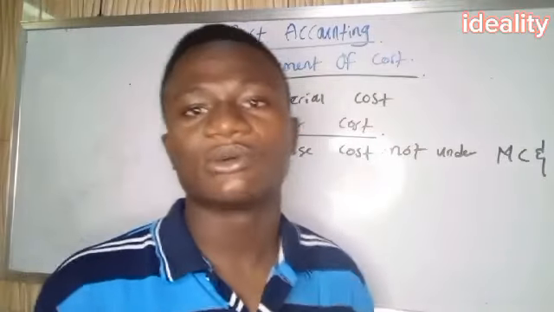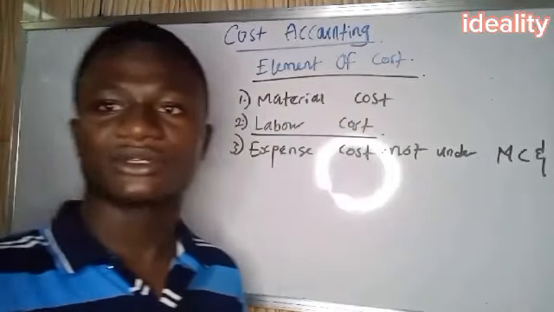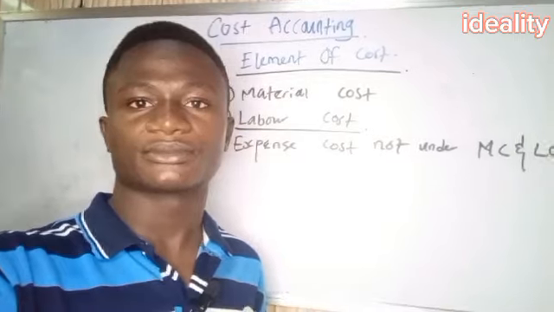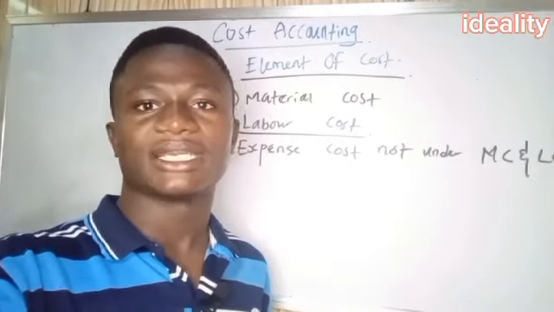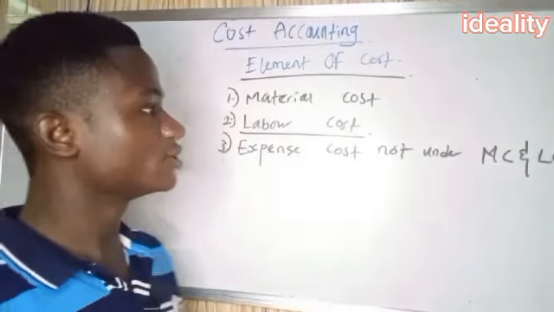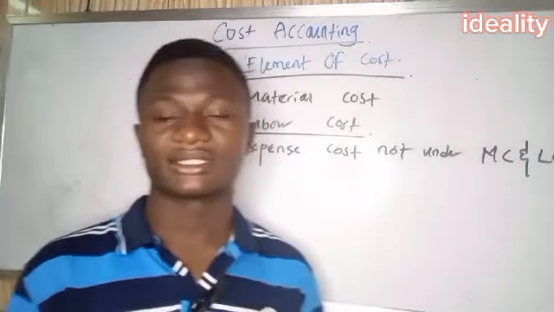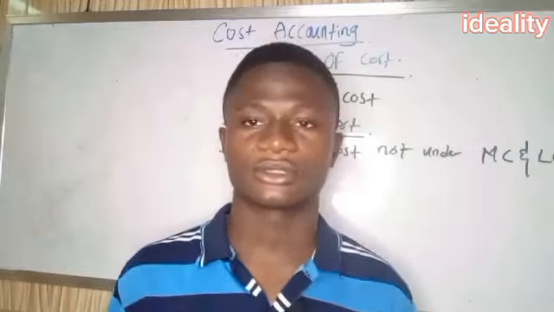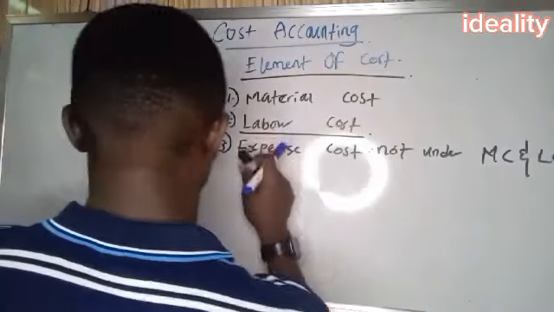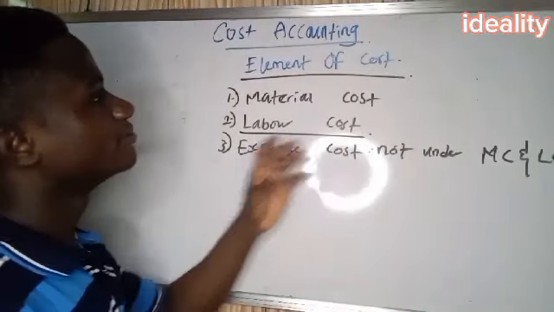So anything that we cannot classify, any cost that we cannot classify under material cost and labor cost, we classify it as expense cost. So all these three things are what make up the elements of a cost.